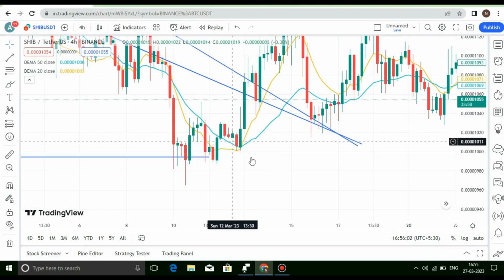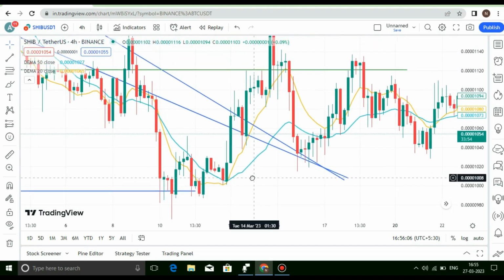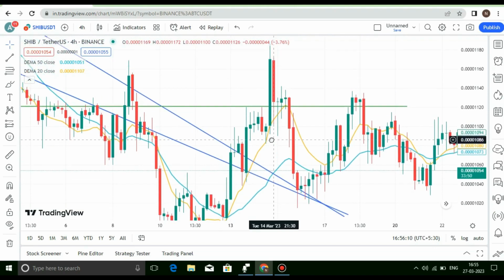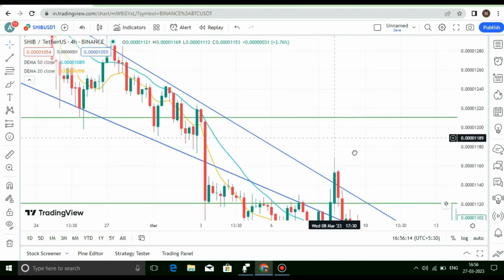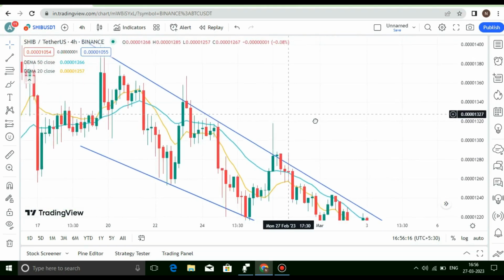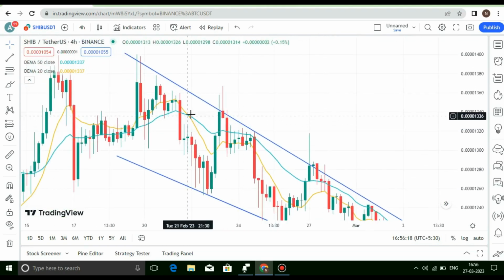As we move towards the end, this example will be one of the best examples. The crossover has happened, and then the price of Shiba Inu goes up. You can see it over here. And for the downward trends also, let's see where the crossover happened. Here the crossover has happened over here.